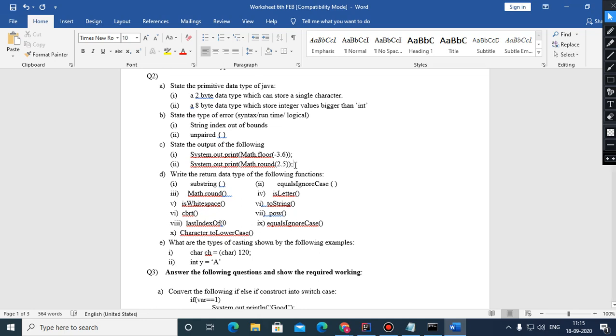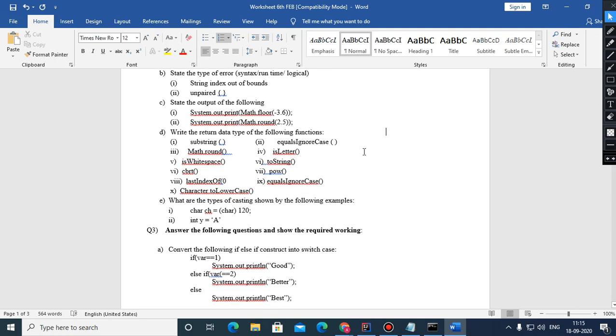What is the answer? It is 2.5 we are passing. Okay, yes, minus 4.0. Sorry, okay, it is minus 4.0. Math.round of 2.5 is 3 only, because the Math.round function returns a long type value. Long type. So your answer will be only 3, not 3.0. Okay. Write the return data type for the following functions.